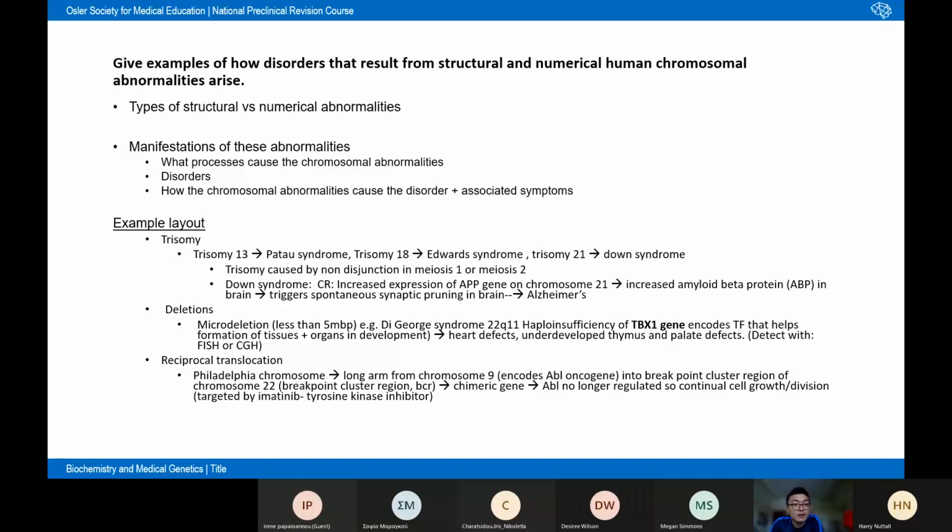And now to address how these chromosomal abnormalities cause the disease, we can then consider the example Down syndrome, which is often associated with a propensity to develop Alzheimer's.